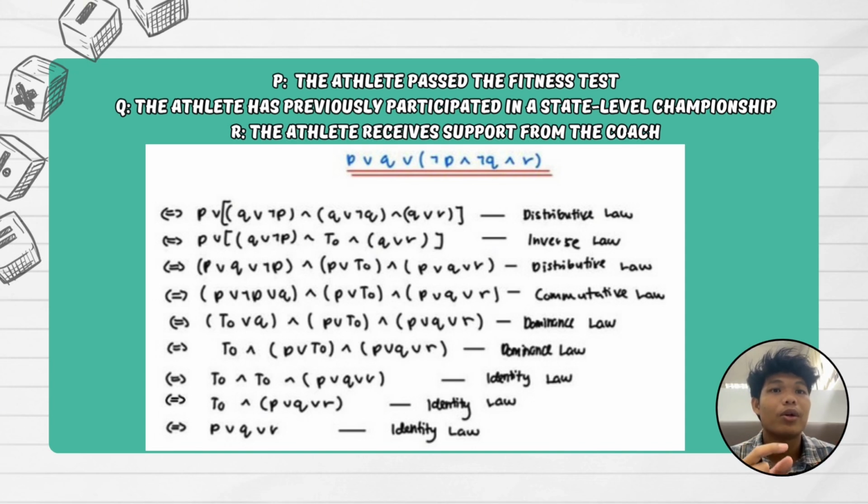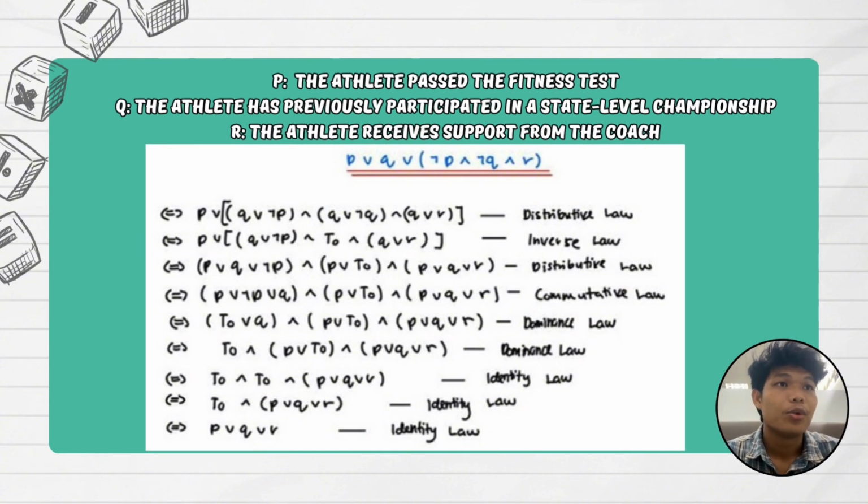This used the distributive law. After that, we use the inverse law and it becomes P or Q or not P, and tautology and Q or R. After that, we use the distributive law, which is we get P or Q or not P, and P or tautology, and P or Q or R. So we move to the next law, which is the commutative law, and it becomes P or not P or Q, and P or tautology, and P or Q or R.